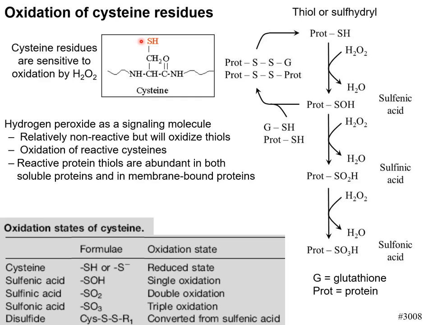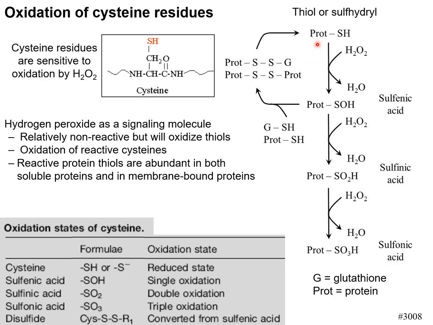There is another amino acid residue that contains a sulfur, and that's methionine, but that's outside the scope of this discussion. On the right hand side here we've got an example of how this process can work. So here's our protein with a thiol group.